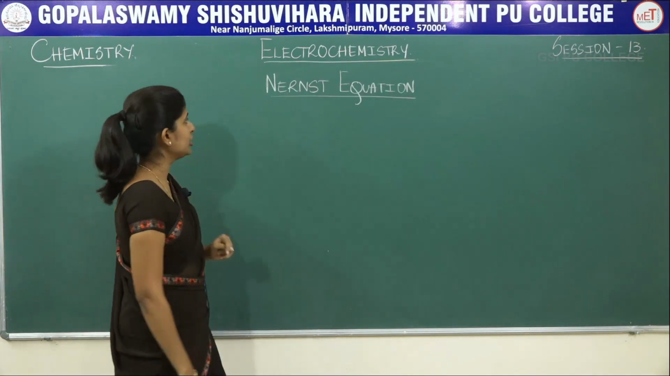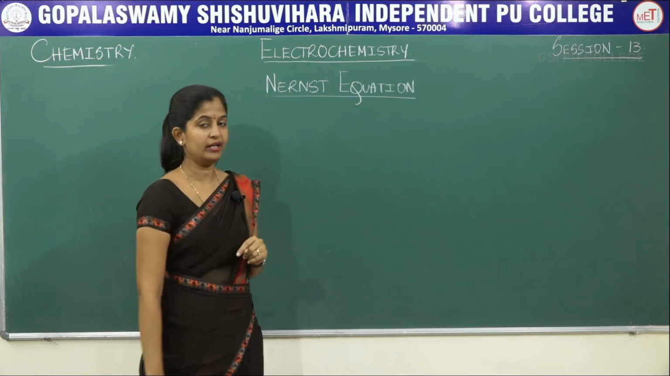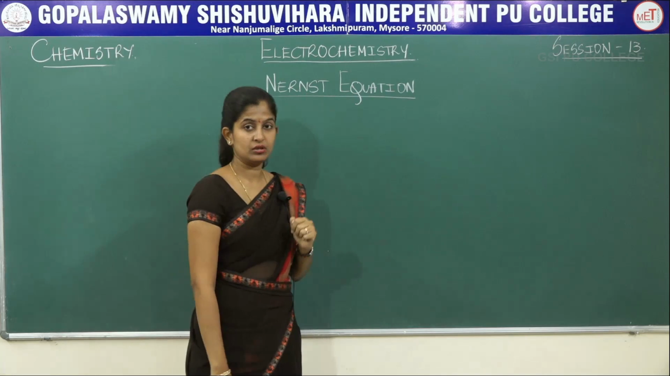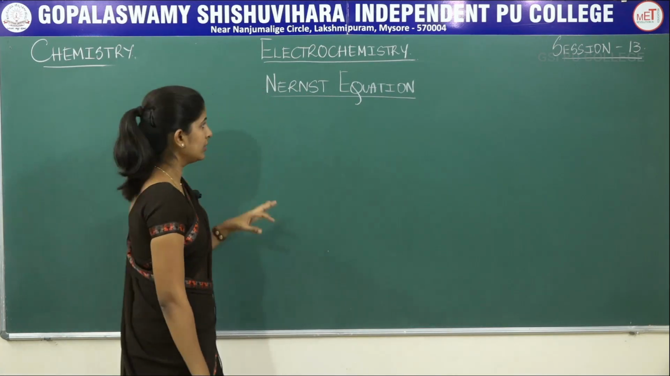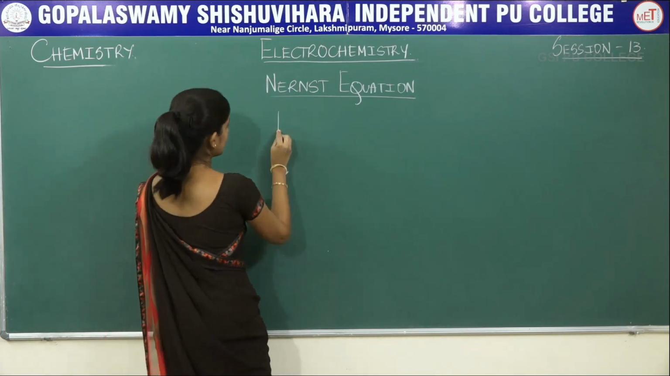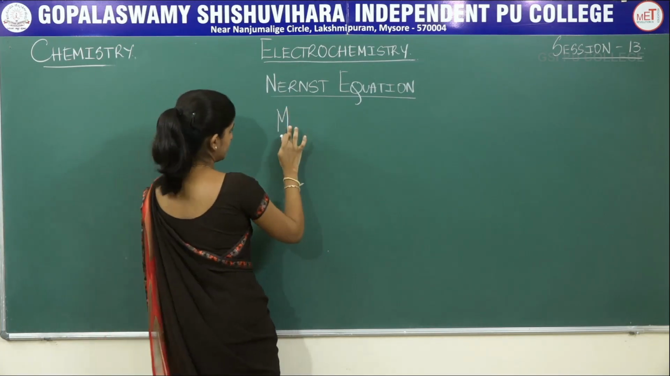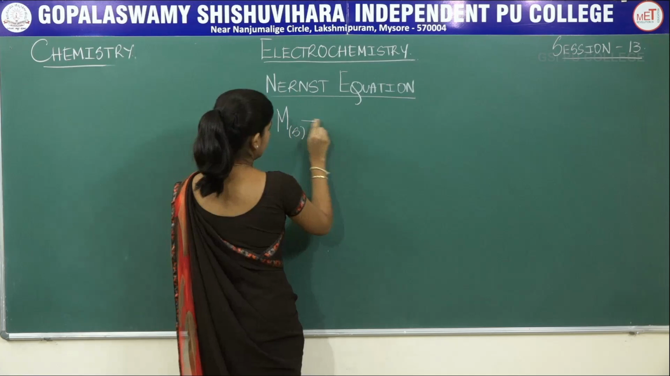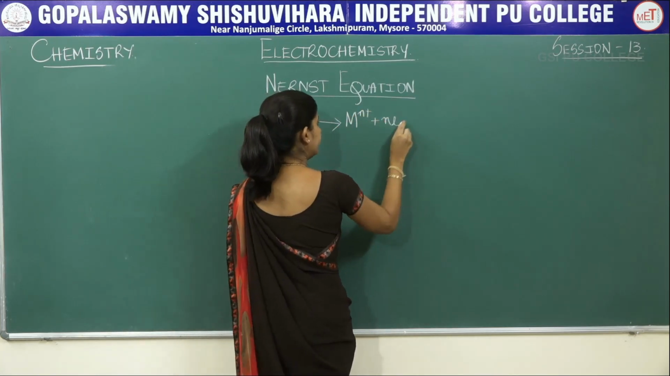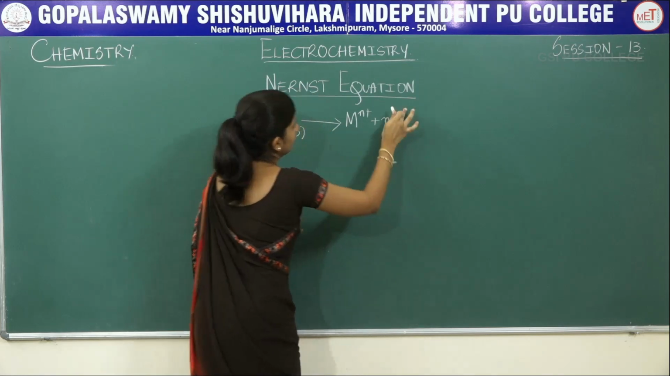The next topic we are going to discuss in this session is very important, and you have numericals based on this. That is your Nernst equation. We'll be directly going into what this Nernst equation is. So let us see a reduction reaction, oxidation reaction like this. Metal M gives rise to Mn+ plus n number of electrons.